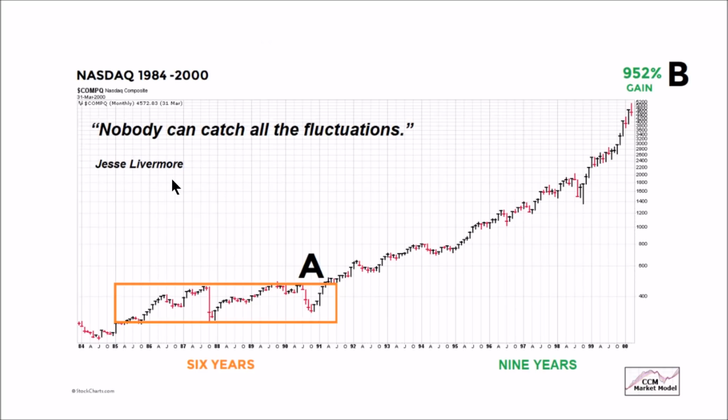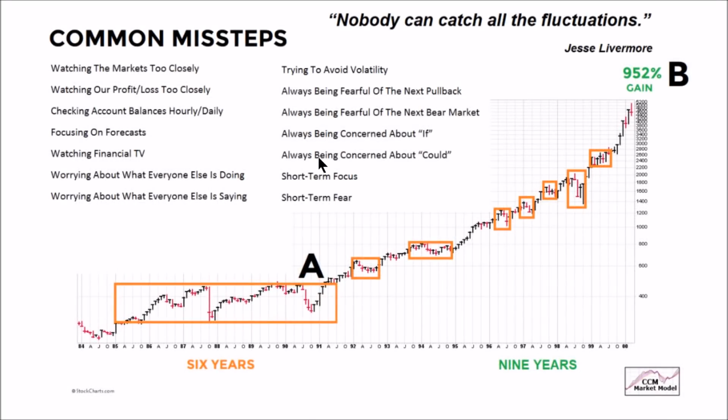Again, for Mr. Livermore, nobody can catch all the fluctuations. We're naive if we think we're going to trade all of these fluctuations between point A and point B. Remember, the big money is not made in tape reading and a short-term focus. The big money is made assessing the big picture, maintaining a longer-term focus, especially when we have setups like we have in 2017. These types of missteps tend to occur when you're worried about short-term fluctuations.